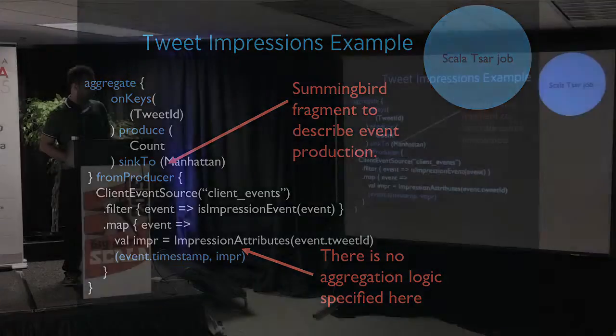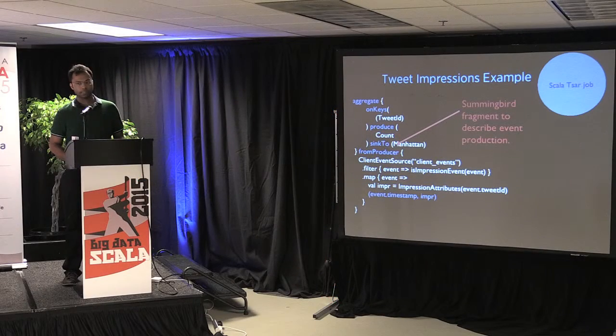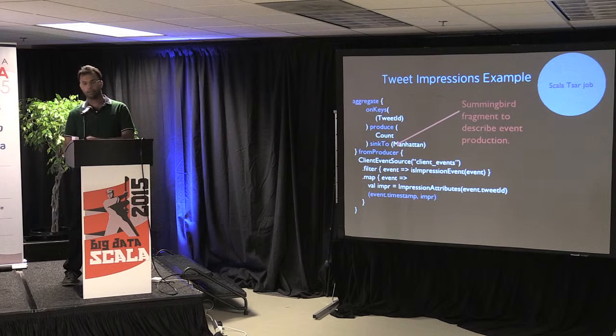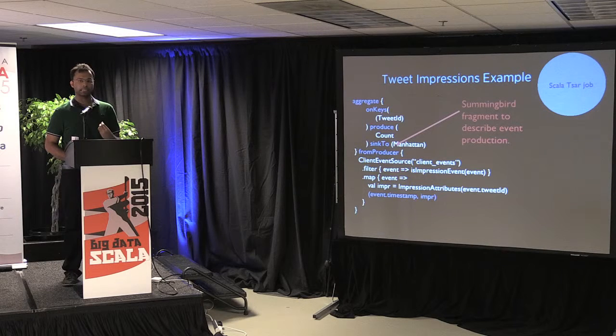So if you walk through this, this is saying, read from the client event source. The client event source is a stream of events that are sent by every single Twitter client, meaning Twitter for iPhone, Twitter for BlackBerry, Twitter for iPad, Twitter for Android. They all send a struct called the client event struct that is sent by clients back into Twitter. So I want to read from these events that are sent by all of the different clients, coming in real time or offline via HDFS.